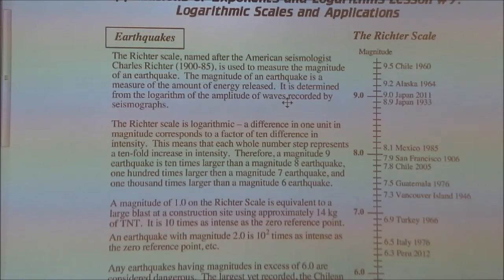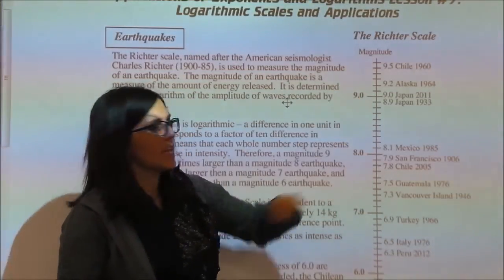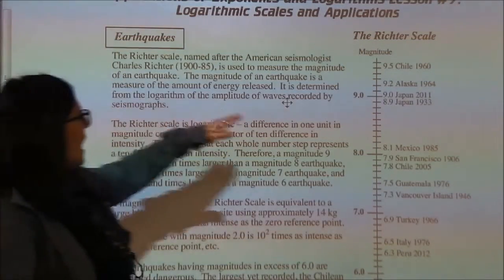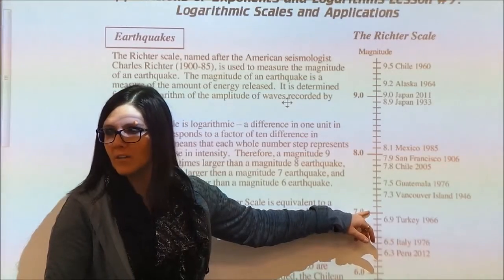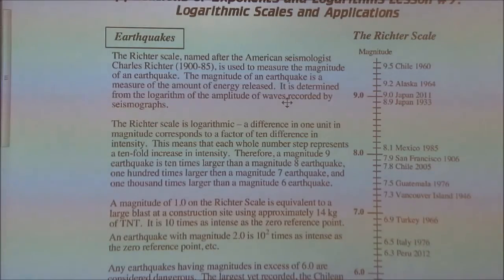The magnitude of the earthquake is the amount of energy that is released, determined from the logarithm of the amplitude of waves recorded by the seismograph. Being logarithmic, a difference in 1 unit corresponds to a factor of 10 difference in intensity, which means that an earthquake of magnitude 9 is 10 times more powerful than a magnitude of 8, 100 times more powerful than a magnitude of 7, 1,000 times more powerful than a magnitude of 6.